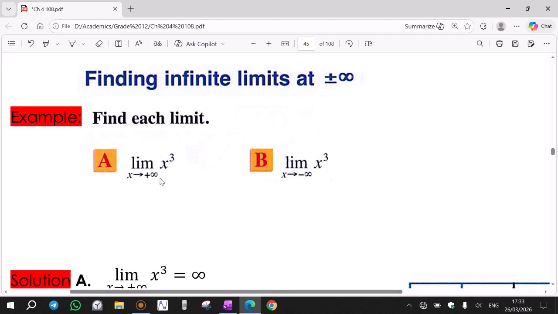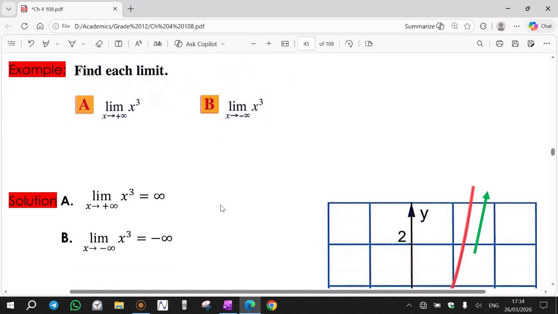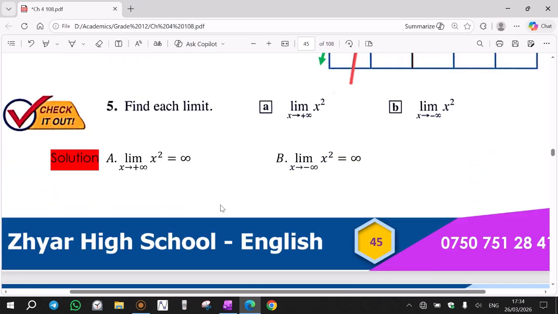For example, x power 3: replace x with infinity, we'll get infinity power 3, which is infinity. If the result of limit x tends to infinity is infinity, that means the function does not have a horizontal asymptote. Here, x power 3 doesn't have a horizontal asymptote. When x tends to negative infinity, the result is negative infinity. That means the function does not have a horizontal asymptote. X power 2 is the same on both sides. The result is positive infinity. That means the function f(x) equals x squared does not have a horizontal asymptote.